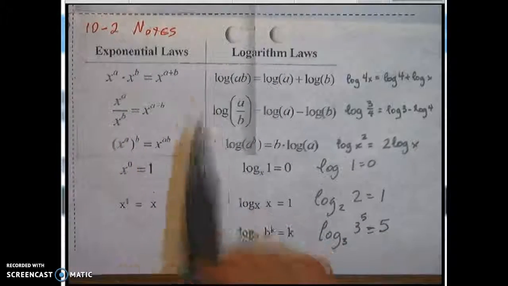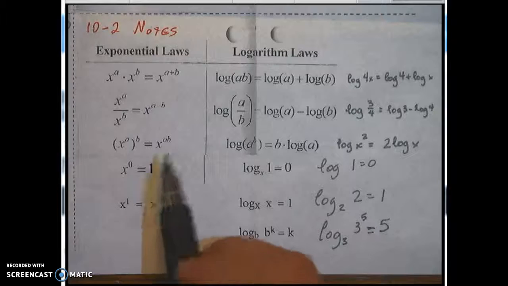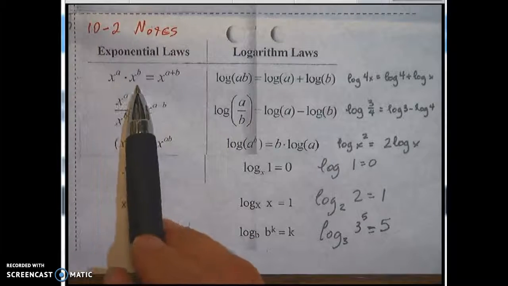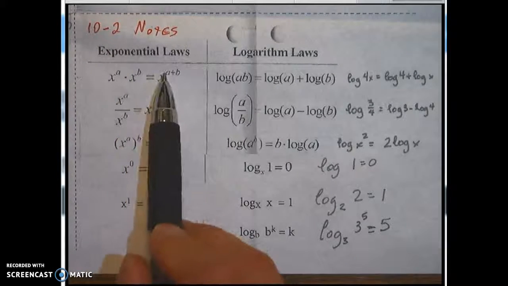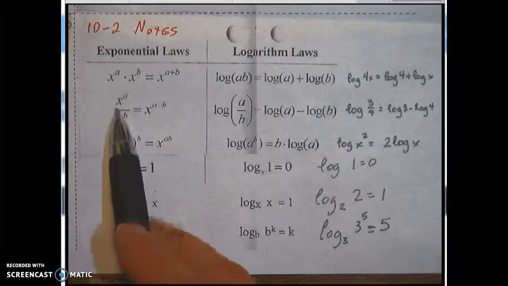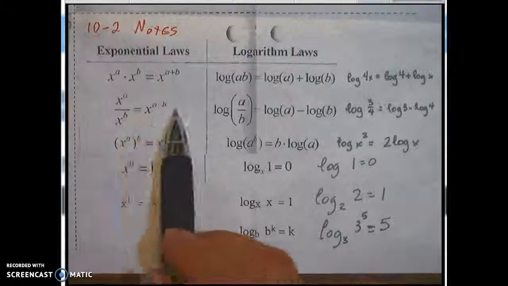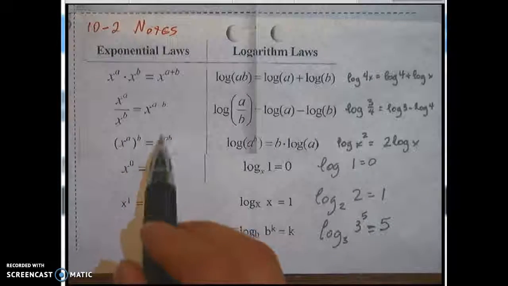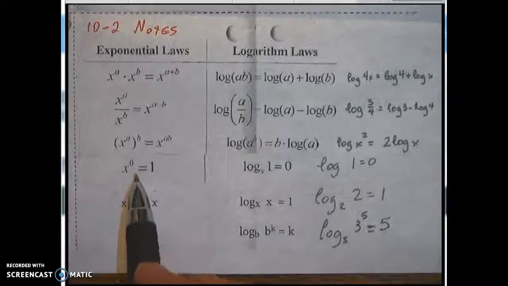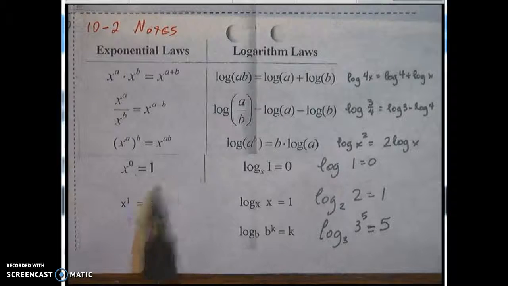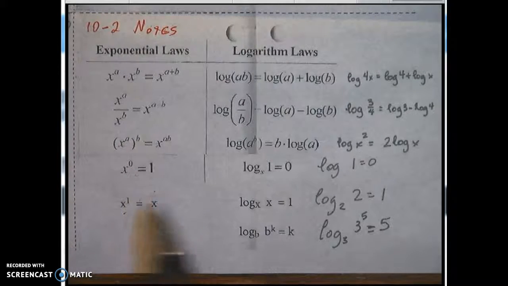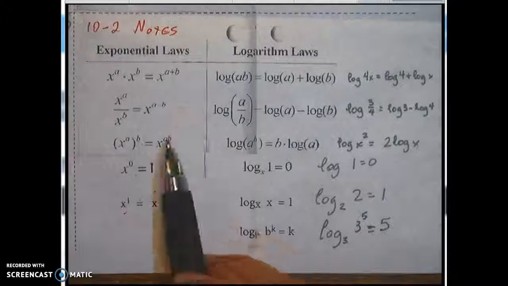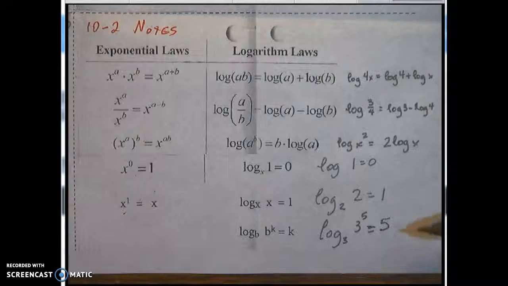Now, these exponential laws should be familiar from Algebra 1. Essentially, when you've got two bases multiplied together, you're adding the exponents. When you've got two bases that are the same and you're dividing them, you're subtracting the exponents. When you've got an exponent raised to an exponent, you're going to multiply those exponents. Anything raised to the 0th power equals 1. Anything to the first power equals whatever the base is. This should be review. The new stuff is the logarithm rules here.